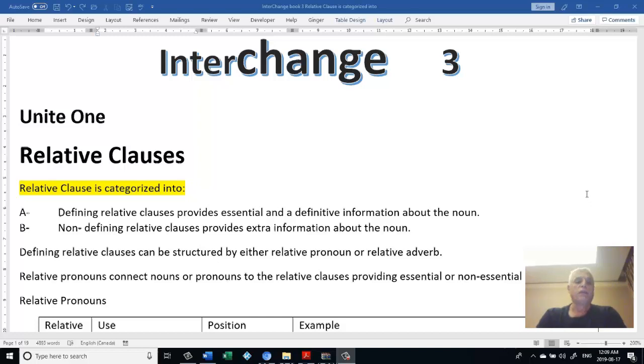Today we have a new step. We call it Interchange 3. Hopefully we will cover all the book. We have Unit 1, Relative Clauses. Relative clauses are categorized into two kinds.